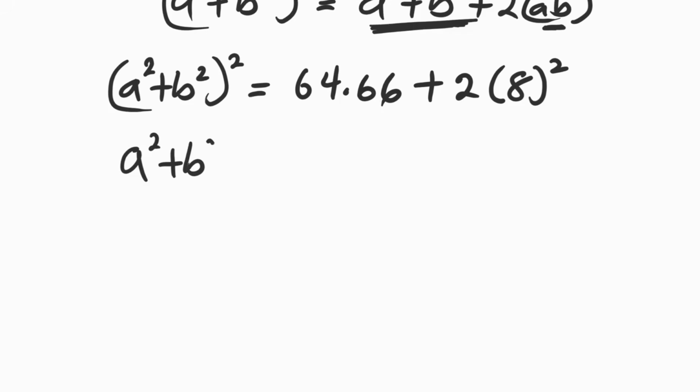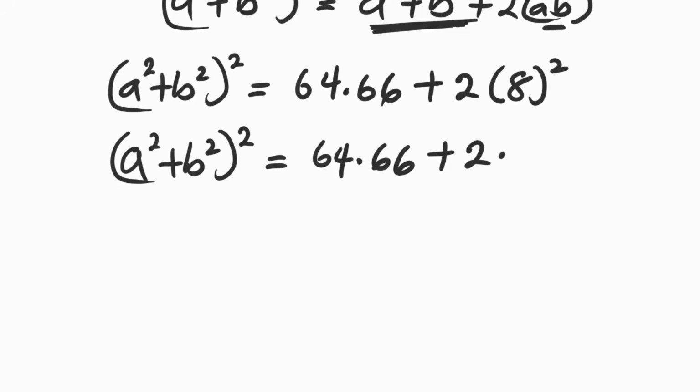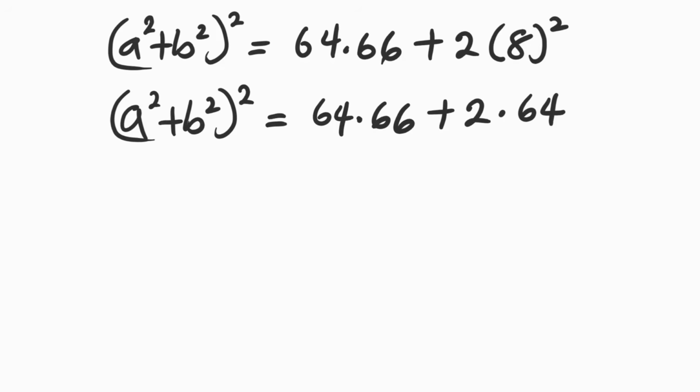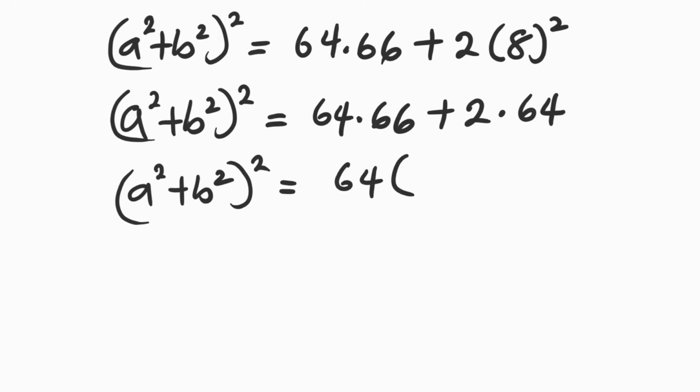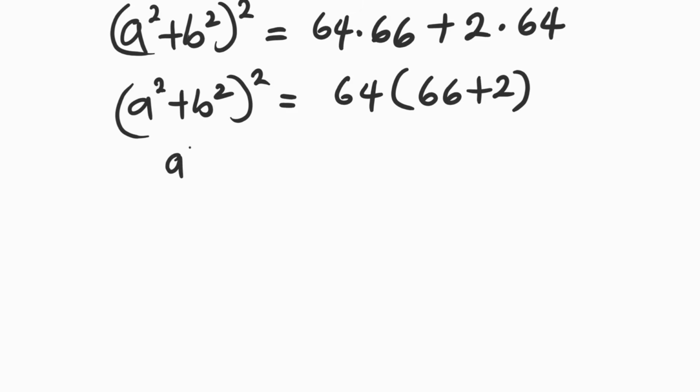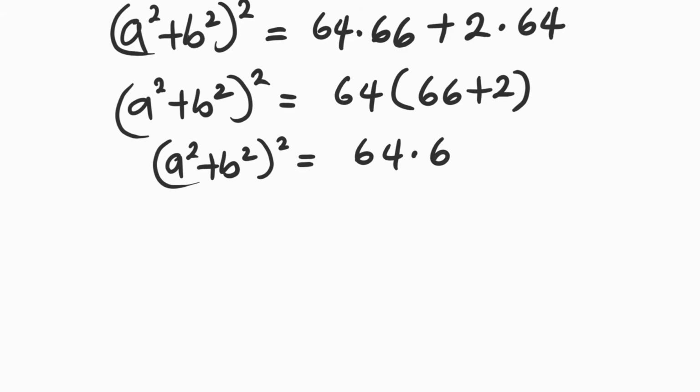So a squared plus b squared raised to the power 2 is equal to 64 times 66 plus 2 times 64. Now, on the right hand side, we can factor out 64. So this becomes a squared plus b squared all squared equals 64 into 66 plus 2. So this is a squared plus b squared squared equals 64 times what? 68.